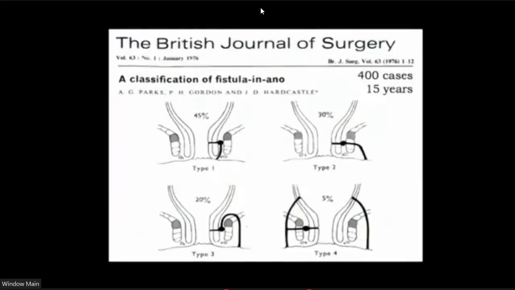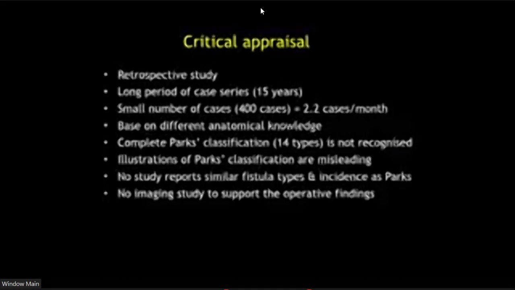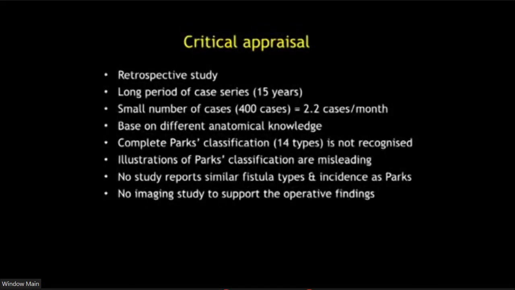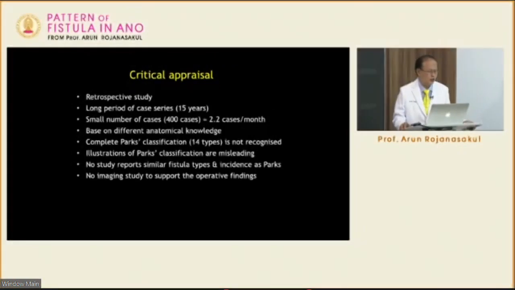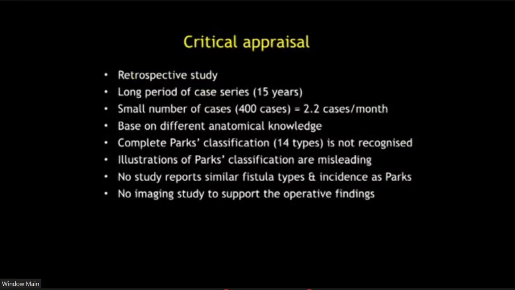Let's start with the Parks classification, published in the British Journal of Surgery in 1976. This paper, if we look very closely, we will see something that we did not know before. It's a retrospective study, a long-period case series of 15 years, which means that they operated only 2 cases a month. It's a low volume paper, based on different anatomical knowledge. I will show you later.